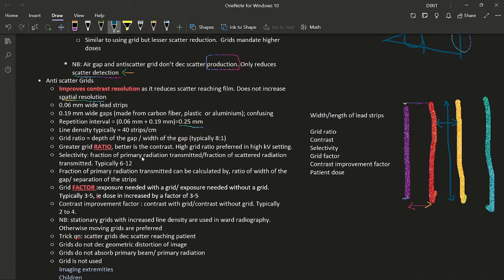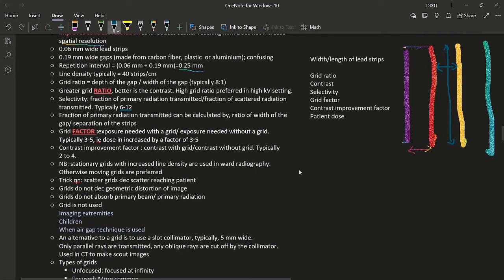Now selectivity refers to the fraction of primary radiation transmitted per fraction of scattered radiation transmitted, which is typically in the range of 6 to 12. The fraction of primary radiation transmitted can be calculated by the ratio of the width of the gap divided by the separation of the strips. Now grid factor, don't confuse it with grid ratio. Grid factor is the exposure needed with a grid divided by the exposure needed without a grid, typically 3 to 5, which also means that an increase in dose by a factor of 3 to 5 is needed when you are using the grid. Contrast improvement factor is the contrast with a grid divided by the contrast without a grid, typically 2 to 4.